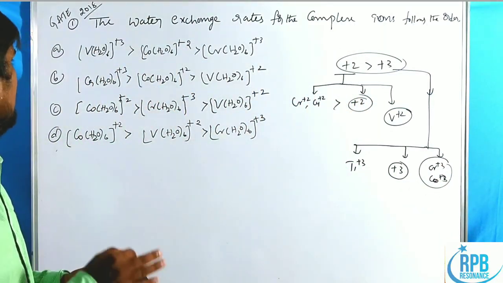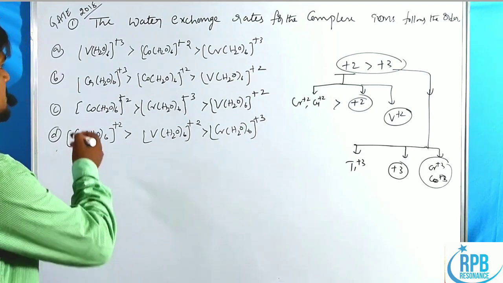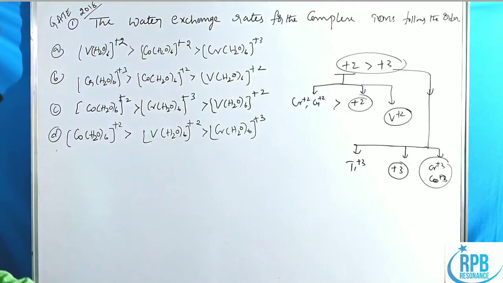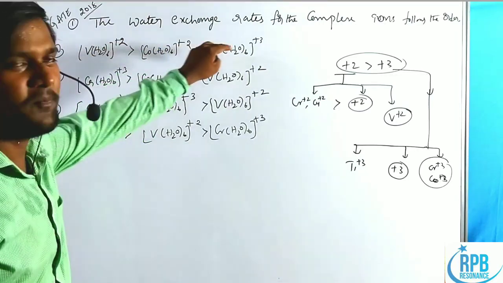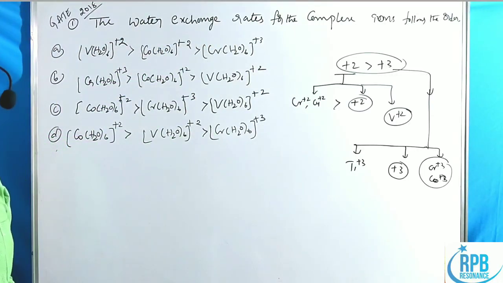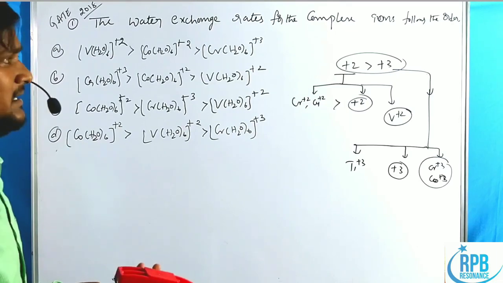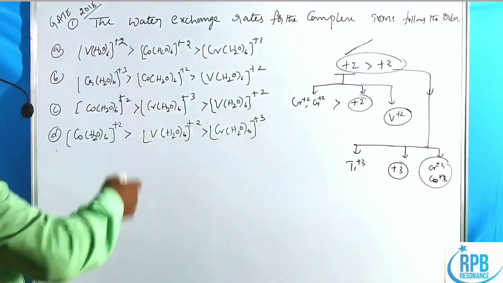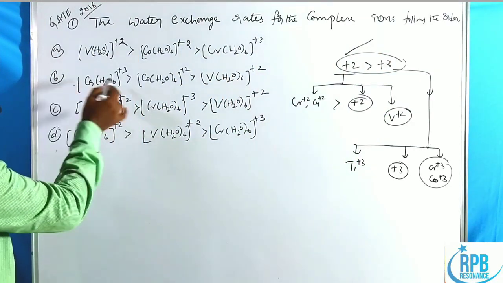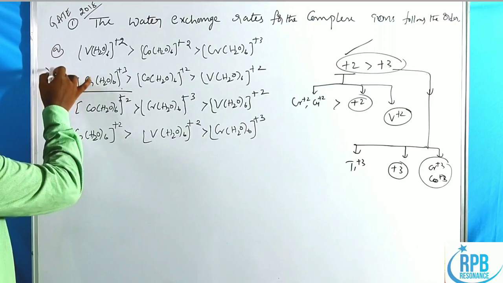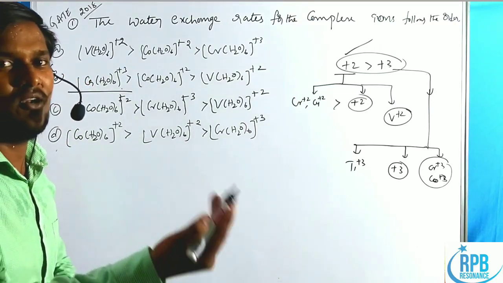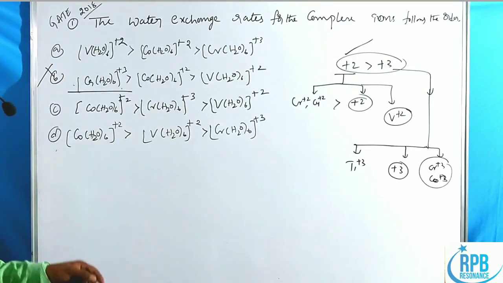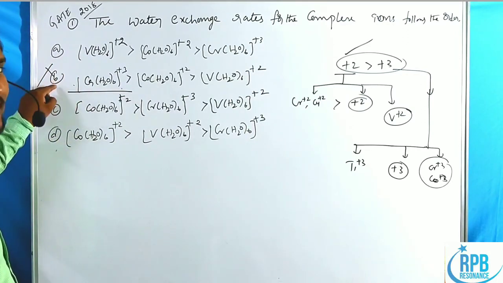Now let us look at the options. The first option is vanadium plus 3, I think here it is plus 2. Among plus 2 and plus 3, which is more ready for fast water exchange reactions? Generally plus 2 is more. So among the four options, plus 3 appears first in option B. This is a wrong option, because plus 2 facilitates exchange of the water molecule more than plus 3 elements. That's why this is eliminated.